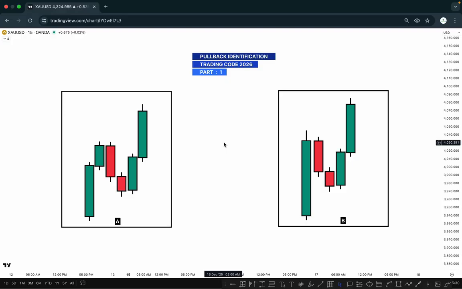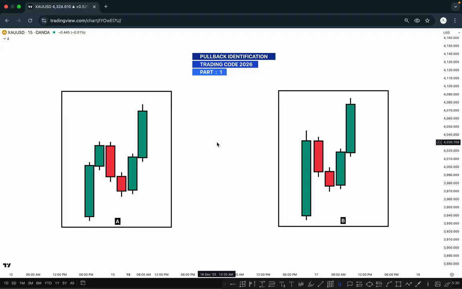You can see here on the screen we have two diagrams, diagram A and diagram B. Both look like a pullback, and both show bullish market momentum. In the first attempt, we can see that the market pushes higher, forms multiple bearish candlesticks, and then pushes higher again. So what is this, and how can we identify it? Is this a valid pullback or not? Look at this one. This one is our valid pullback.